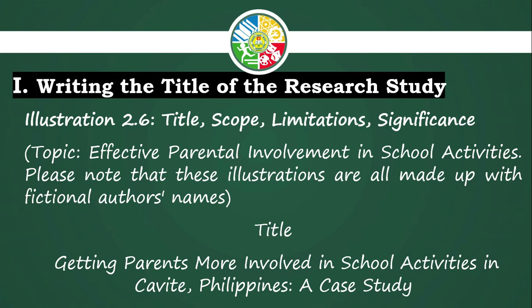So, if you noticed, the title is Getting Parents More Involved. Meaning to say, it is a verb. So it already states the goal, the purpose to provide information or recommendations to help the parents be more involved in the schoolwork of their children. So the title itself speaks of one of the purposes of the study. Which is a very good title because just by reading it, the readers already understand what the title is about and what the content of the research is.